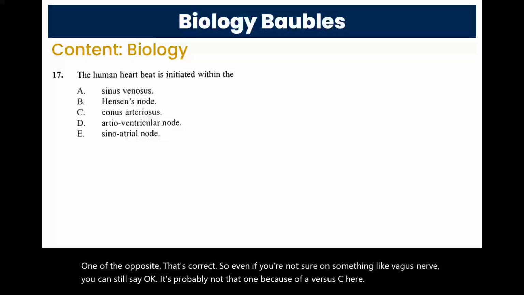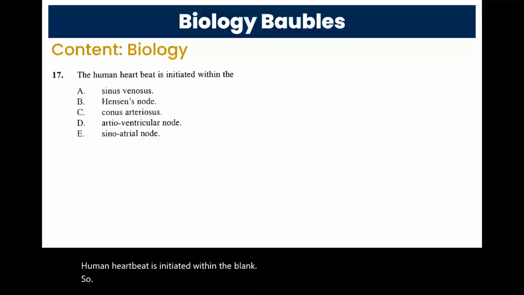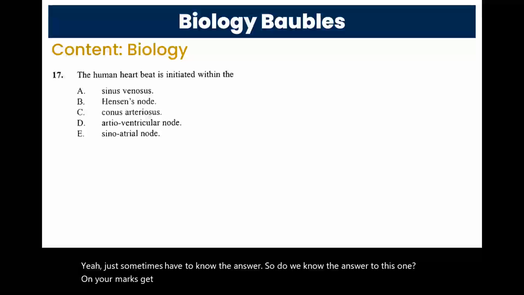All right. Human heartbeat is initiated within the blank. I throw this one in here simply because sometimes there's just no real strategy. You just sometimes have to know the answer. So do we know the answer to this one? On your marks, get set, go, enter your answer choice. What do you think it is? A through E, A, B, C, D, or E?